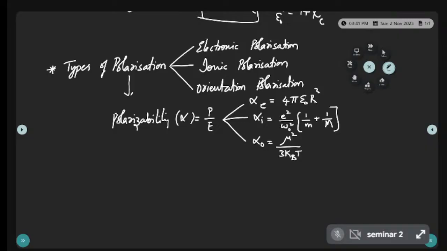In an ionic substance, ionic polarizability is given by E square by omega naught square into 1 by small m plus 1 by capital M. Now in this, E is a constant, omega naught is angular frequency, inversely related, and it is directly related to 1 by m plus 1 by capital M. Is a temperature term there in that equation? No. So it is also independent of temperature.